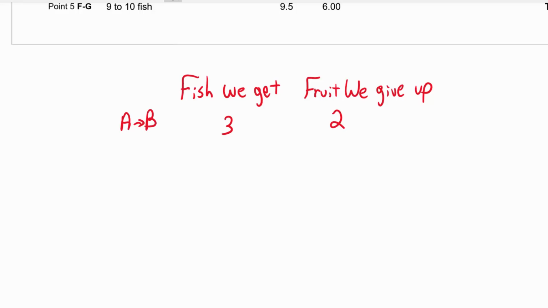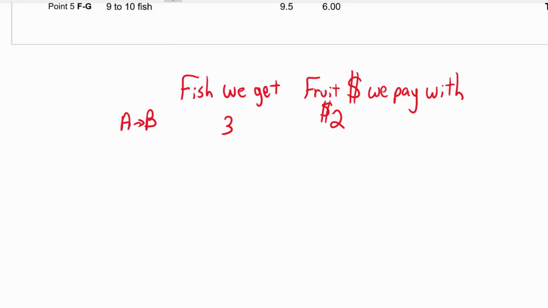To make this a little bit more like something you'd think about on a normal day-to-day basis, instead of thinking about fruit we give up, think about it this way. Fruit dollars we pay with. It's like in this situation, if you want the 3 additional fish, it costs you 2 fruit. So instead of thinking about it as giving up 2 fruit, think about that as $2. And the math works out the same as if you were analyzing spending your money at a store.